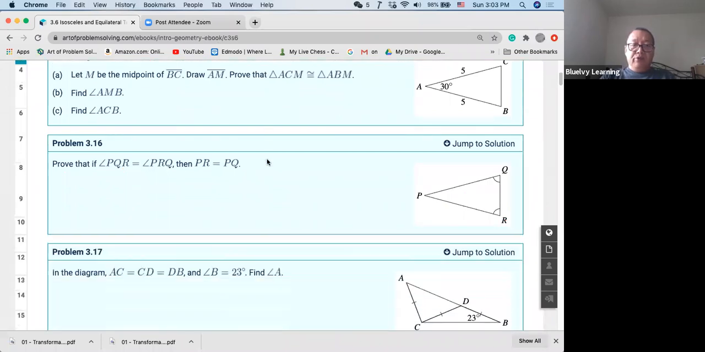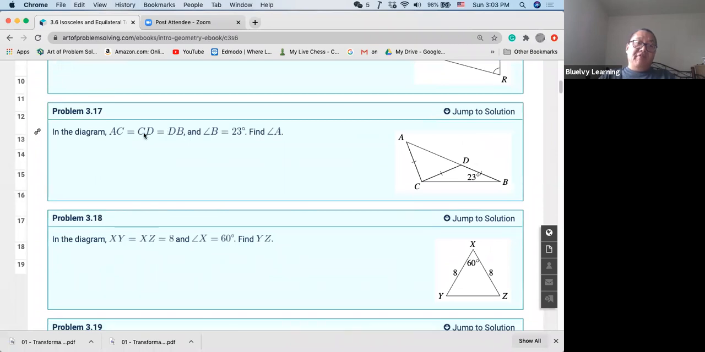Now let's go to the next problem, 3.17. In the diagram, AC equals CD and also equals BD. Angle B equals 23 degrees. They ask you, what is angle A? Everybody send me your answer. What is angle A? This one is very easy. Yes, Alina, you're right. Who else?